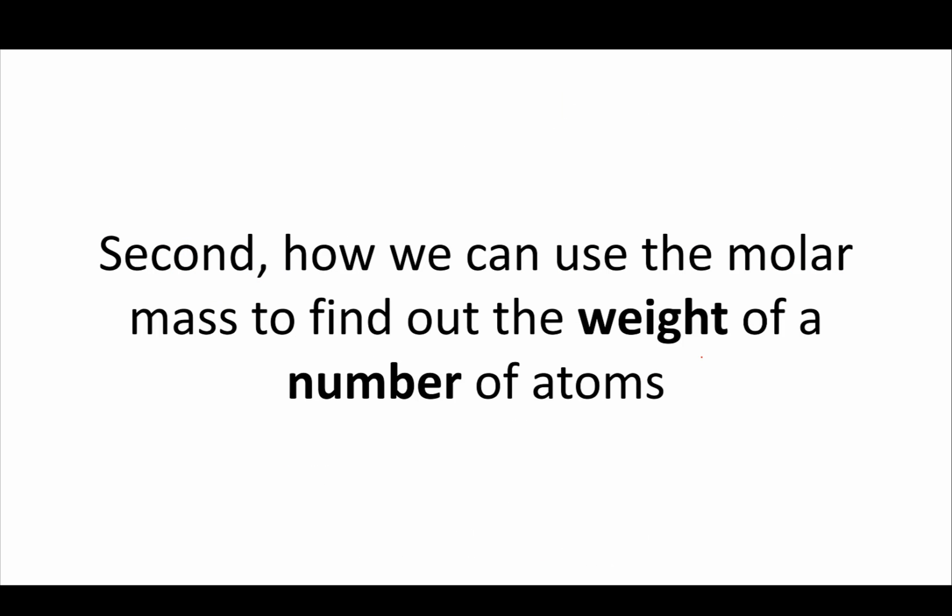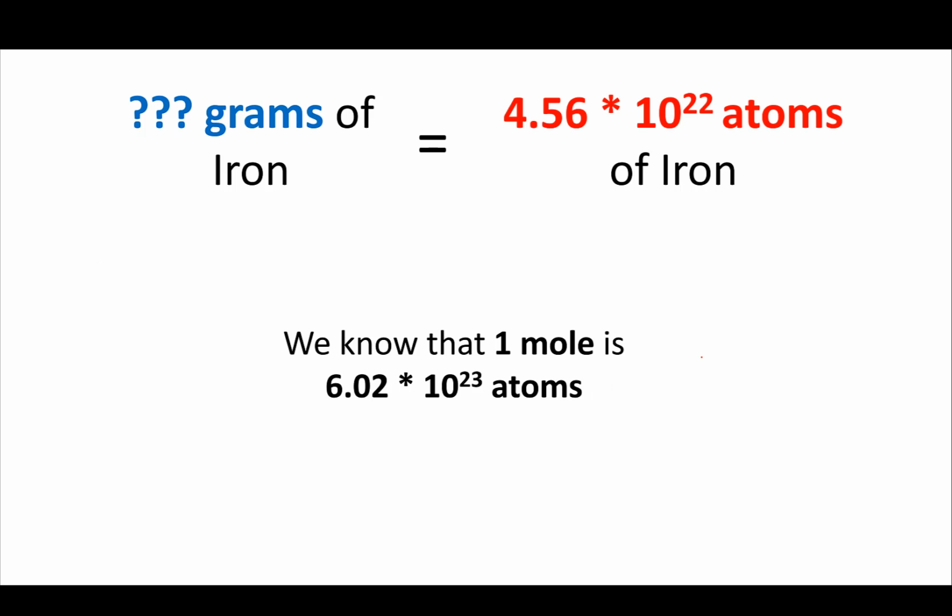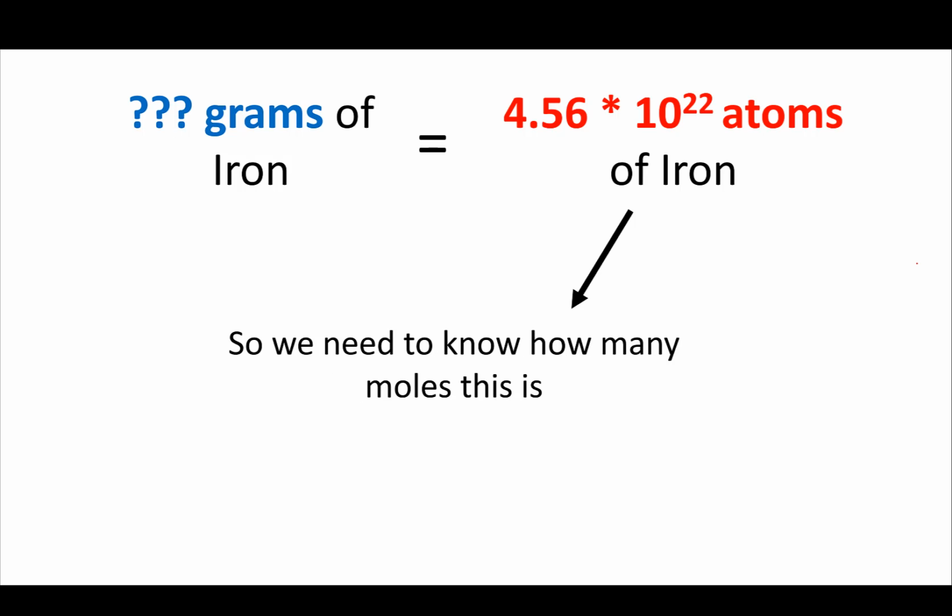So we can also use the molar mass to figure out the weight of a number of atoms. So we can go the other way. For example, let's say that I have 4.56 times 10 to the 22 atoms of iron. Or really, I know that I need this much iron, maybe for creating some kind of medicine. Well, I know that 1 mole is 6.02 times 10 to the 23rd atoms. So I gotta know how many moles this is. It's less than 1 mole, because that's less than 10 to the 23rd. So I'm gonna divide.